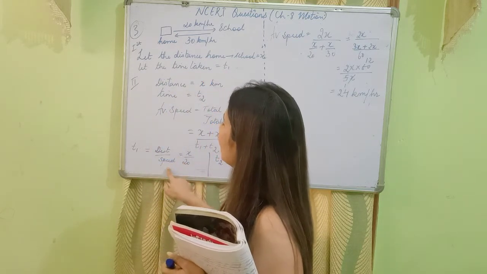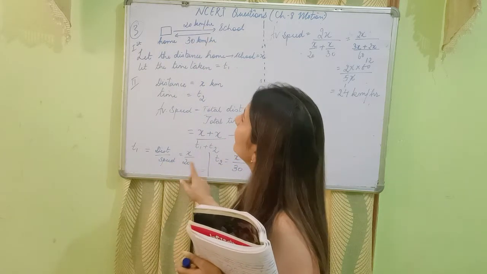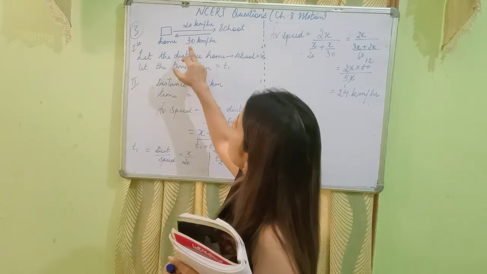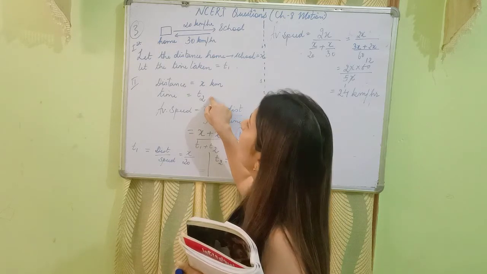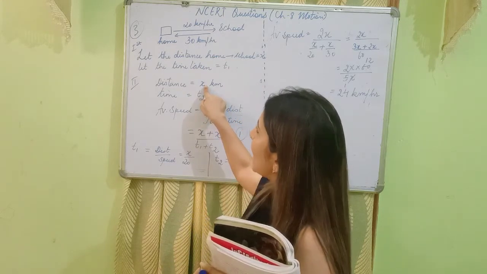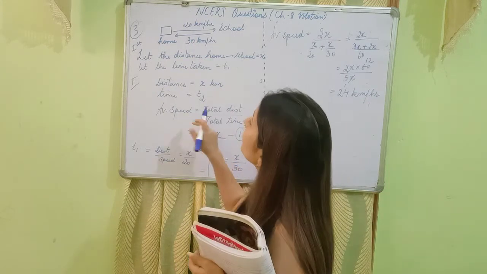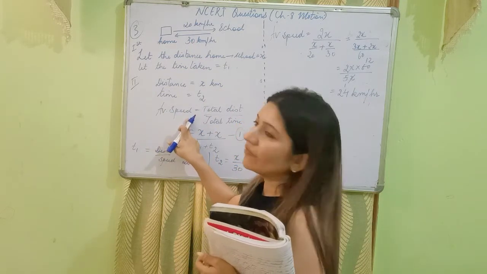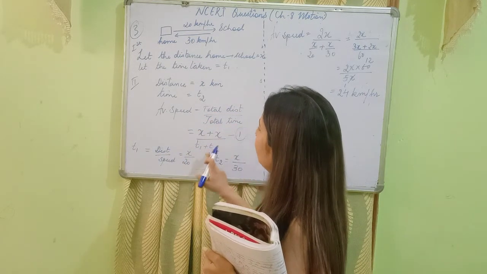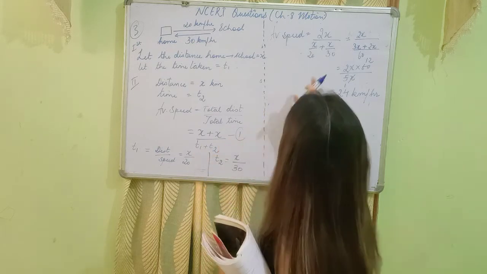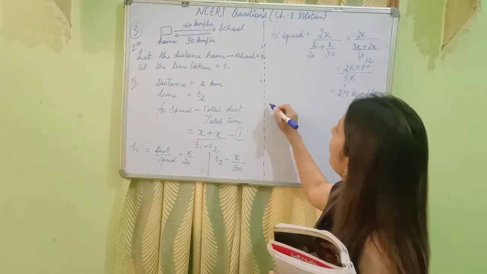t1 is distance by speed. Distance is x, speed is 20 kilometers per hour. Now for the second case, distance is again x kilometers, time is t2, and t2 is equal to distance x by 30. So t2 is x by 30 hours. Next, you need to find average speed. Average speed is total distance by total time taken. Total distance is x plus x, total time is t1 plus t2. We'll calculate and solve. The answer would come out to be 24 kilometers per hour.